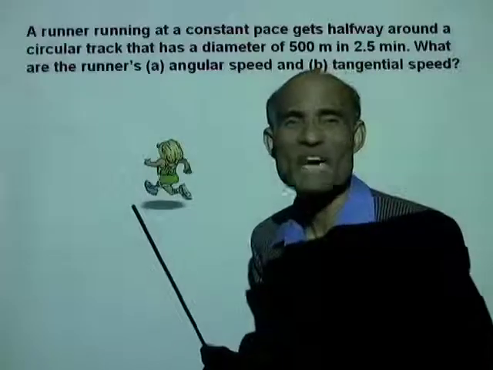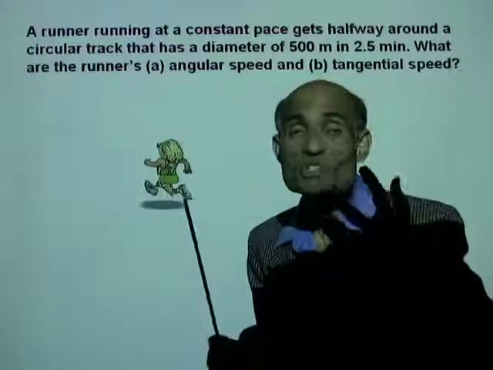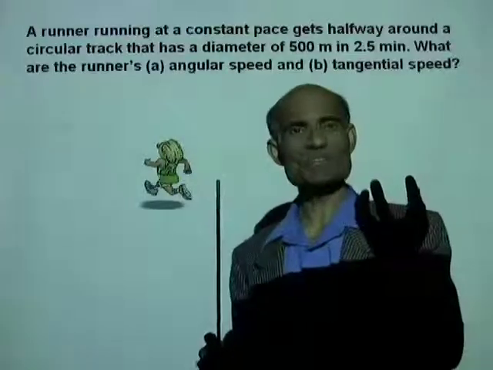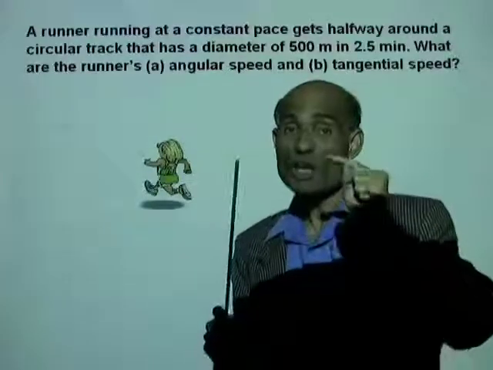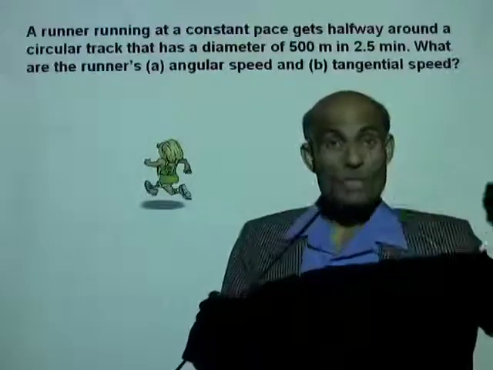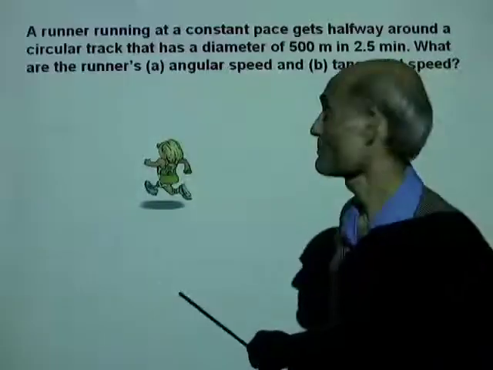What is the meaning of the tangential speed? Tangential speed is the linear speed. Why is it called the tangential speed? Because the direction of that velocity will always be along the tangent.